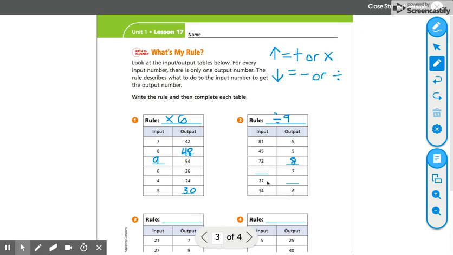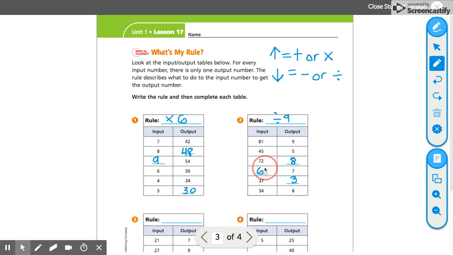And then this one, 27 divided by 9. Well, if I count by 9s, I know that I can get 3 9s into 27. So 27 divided by 9 is 3. Now remember, when we're going backwards, we're going to do the opposite, or the inverse. So instead of divide by 9, I'm going to multiply by 9. So 7 times 9 gives me this 63.